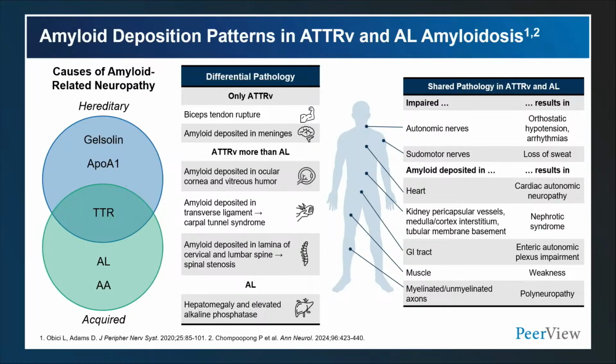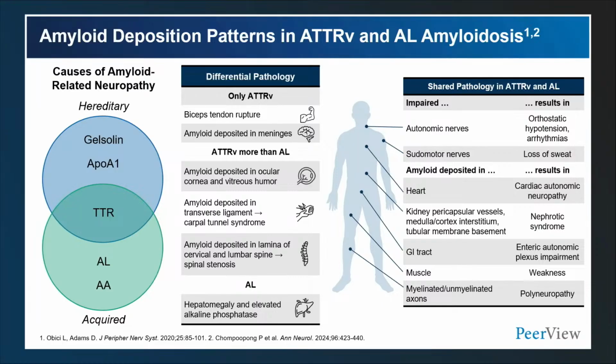Another thing that is interesting about ATTR-V, and we're at the ANA here, is that it does affect the brain and the eye as well. So that's something to keep in mind, and we're going to see in one of the cases that we'll present later how this manifests. It's also a clue that you can be dealing with ATTR-V amyloidosis.